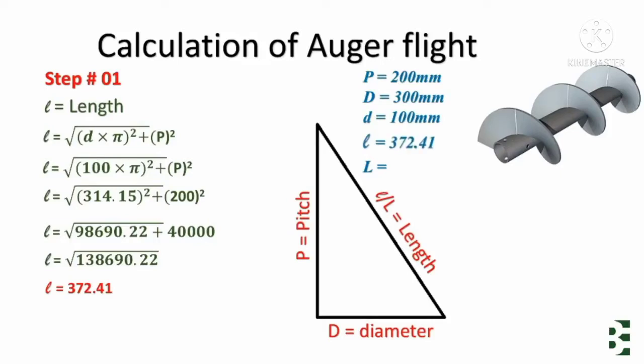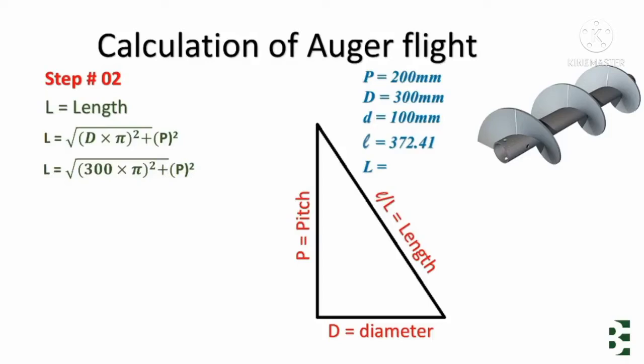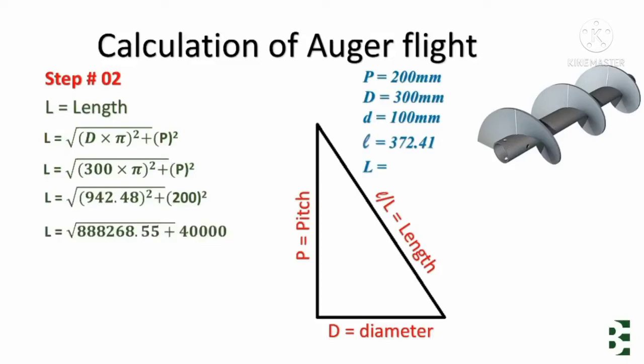In step 2, we will calculate the same thing for the capital L, and the formula will remain the same, but here we need the bigger diameter, the outer diameter, and we will continue by putting the values, and you can see in the blue we have mentioned all the values. Now by adding, the capital length is 963.47 millimeter.